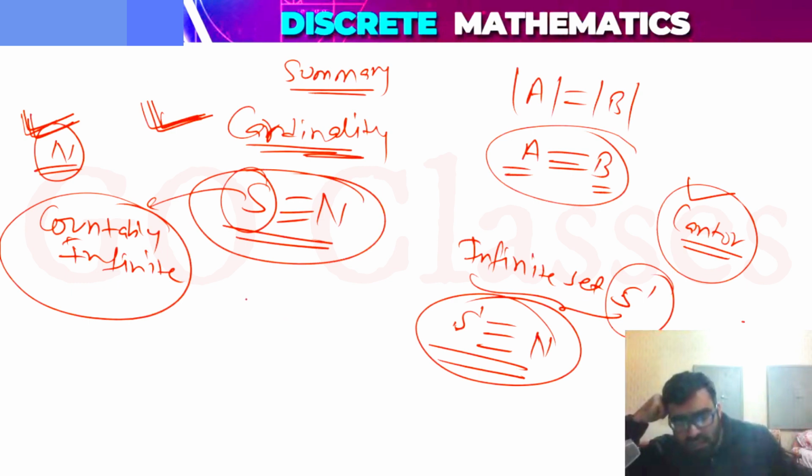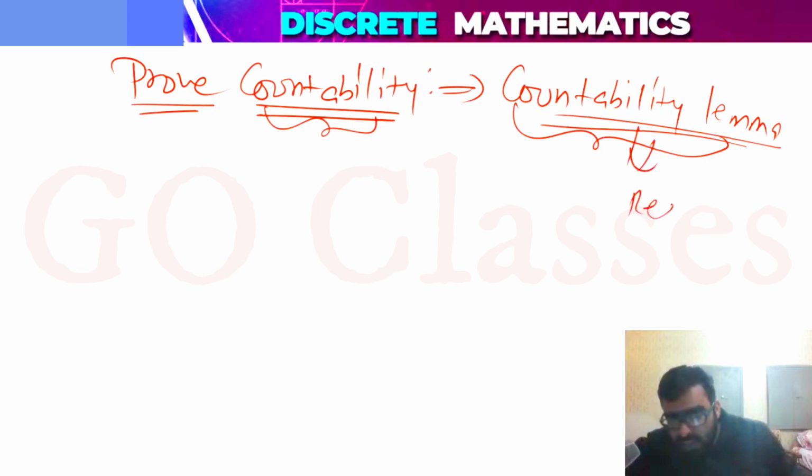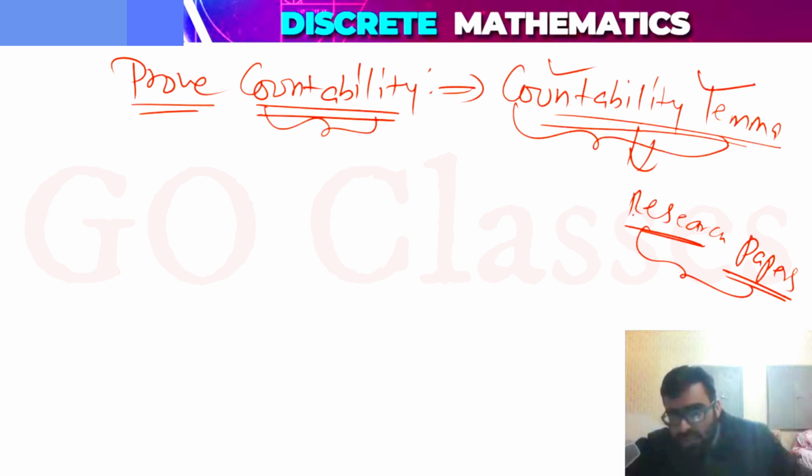Then we have seen how to prove countability. Let's assume that you know that something is countable. How do you prove it? Very easily, you can apply the countability lemma. This is the easiest thing that I have found. You won't find this countability lemma anywhere; I found it in a research paper when I was in IIC and was studying these kinds of things. After I found this lemma, all the questions on countability, this complete chapter, became very easy.